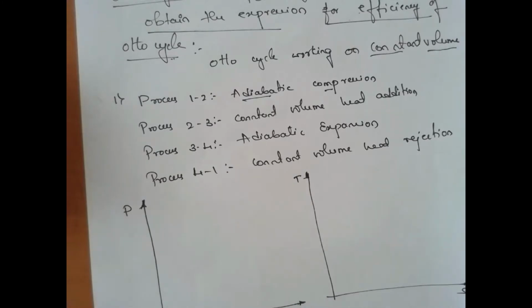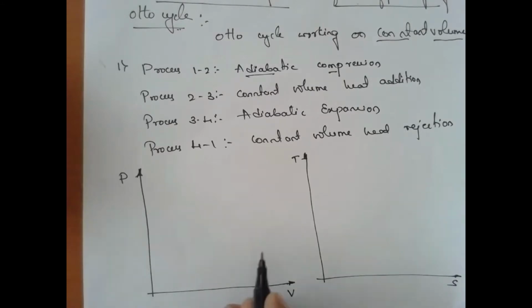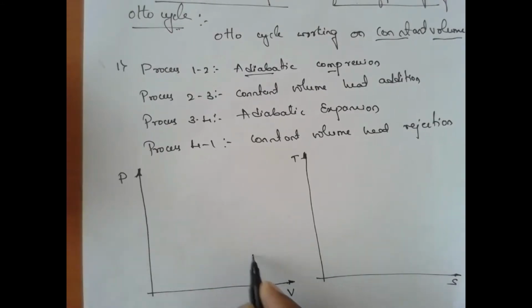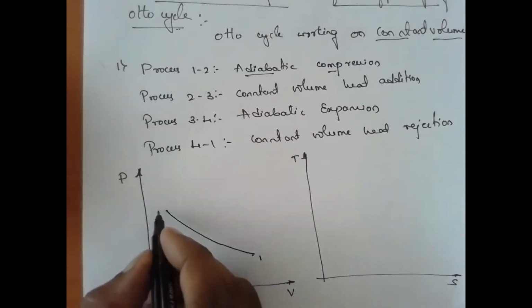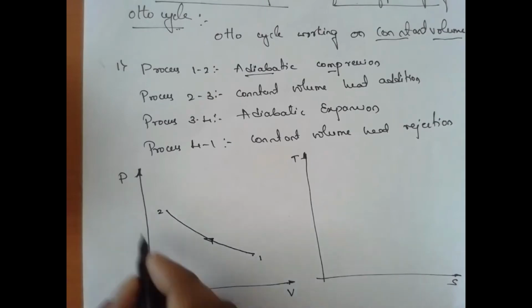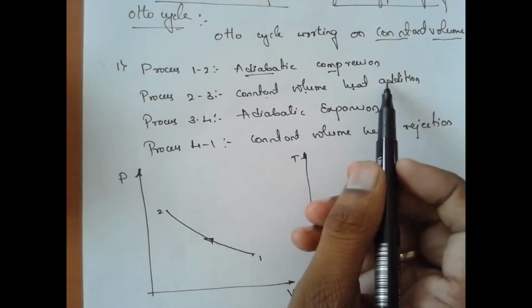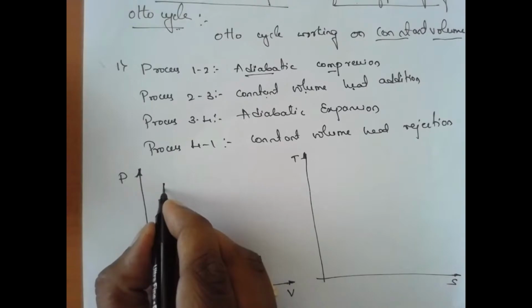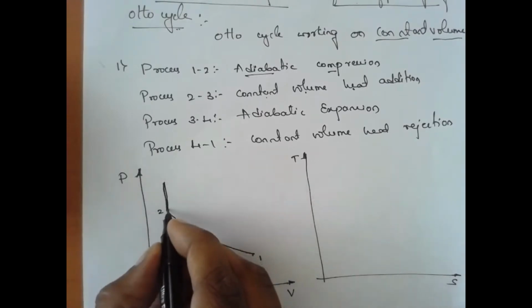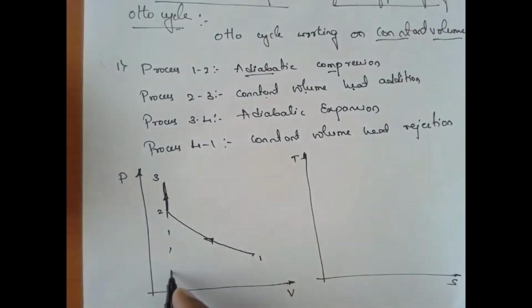How to represent it? In adiabatic compression the volume is reducing, from 1 to 2. Next is the constant volume heat addition process. Constant volume means the volume remains constant, and the heat addition takes place at constant volume. So this is 2 to 3, which means V2 is equal to V3.